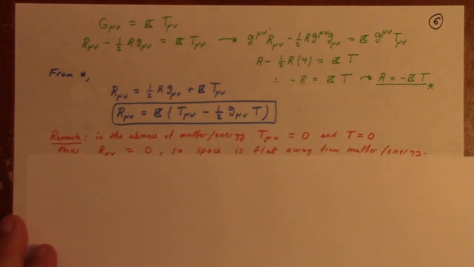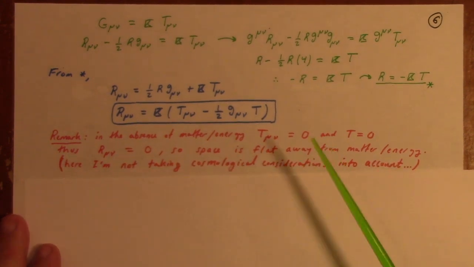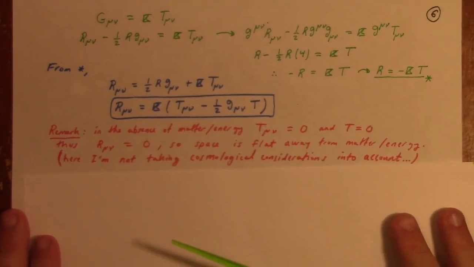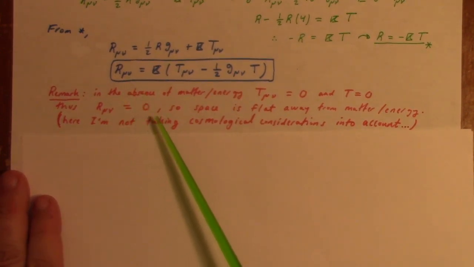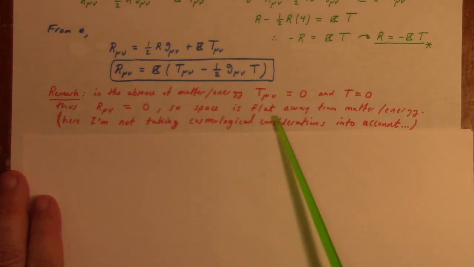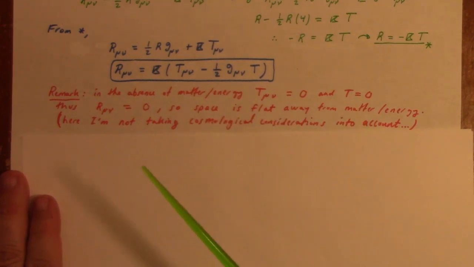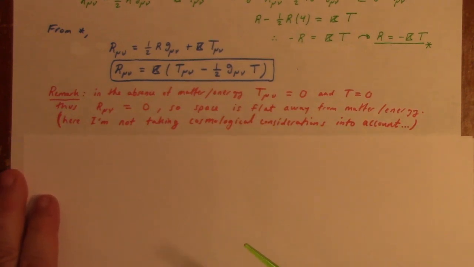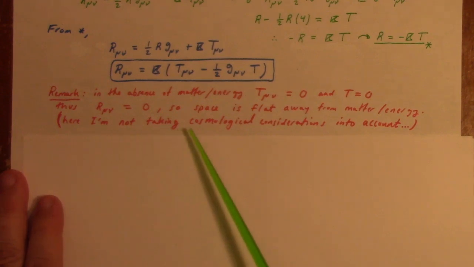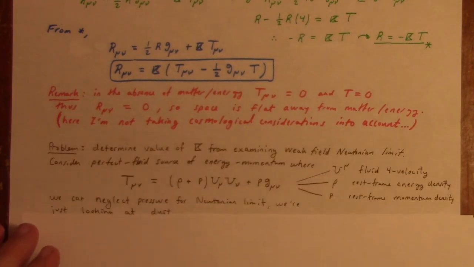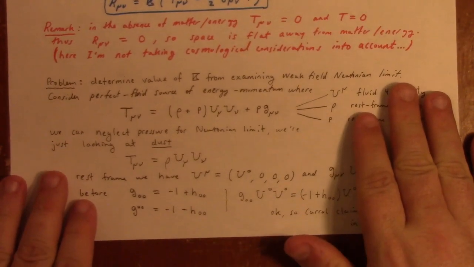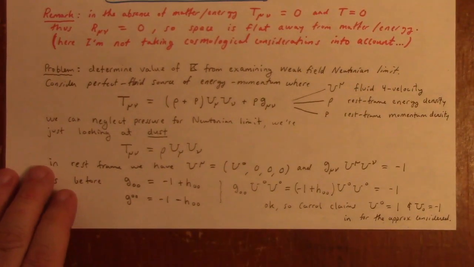So it's kind of a neat equation, because what that means is that in the absence of matter and energy, where T mu nu and the trace of T are 0, you'd get that the Ricci tensor is 0. And what that would mean is space is flat if it's away from matter and energy. Full disclosure, we're not currently taking cosmological considerations into account in this comment. In fact, we'll get back to some of those cosmological considerations towards the end of this talk. Not too deeply, just a little bit, but we'll get back to it.